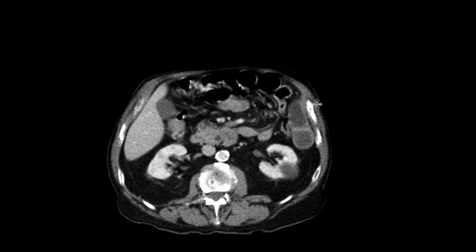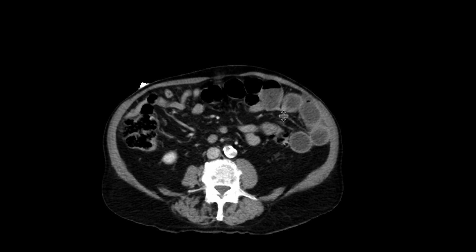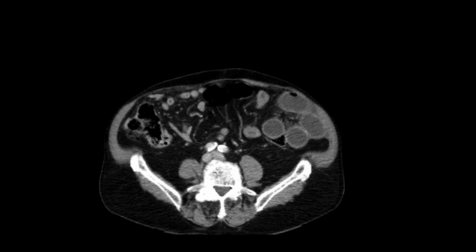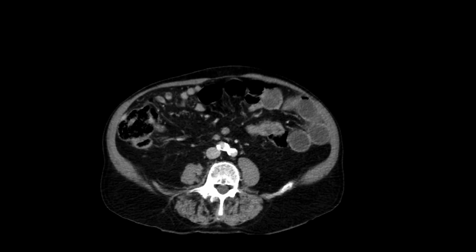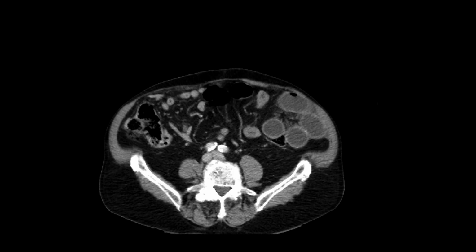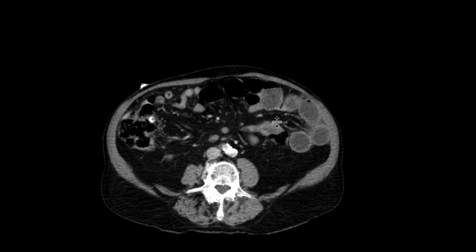But what's interesting is you follow this loop down over here, we can see that there's an abrupt transition right around this area. It really gets tight over there. And if you follow these loops on the other side, we can see that there is an abrupt transition on this side as well. And so essentially you have a loop of bowel that's distended and that's obstructed at 2 points that are adjacent to one another. In between you have fluid and edema.